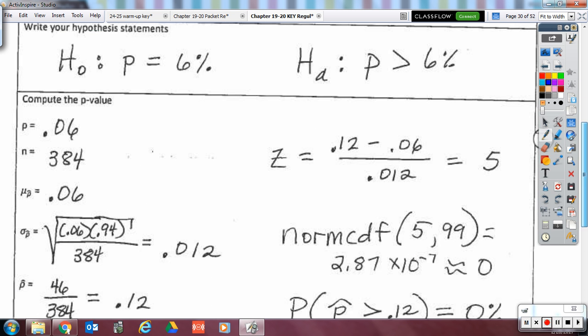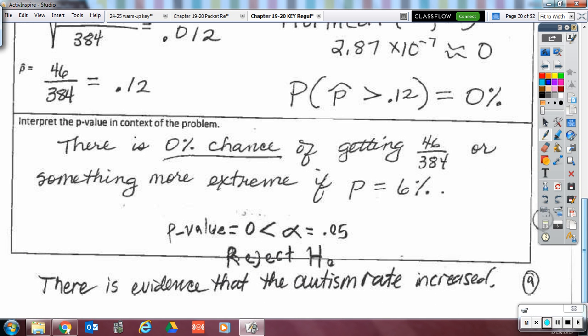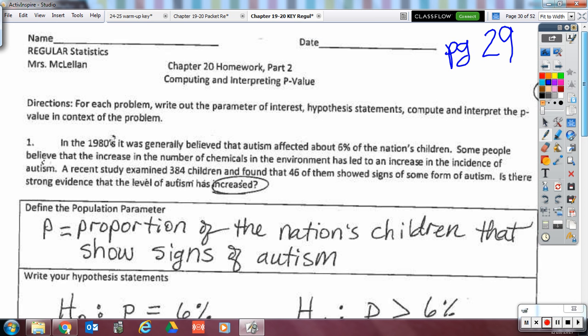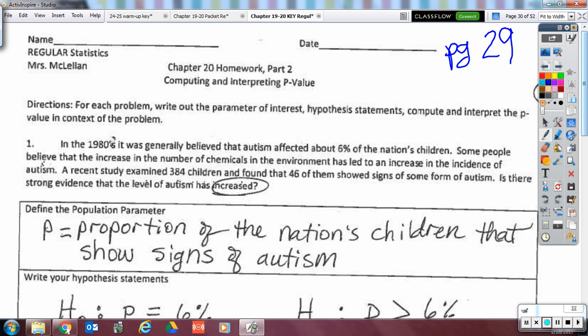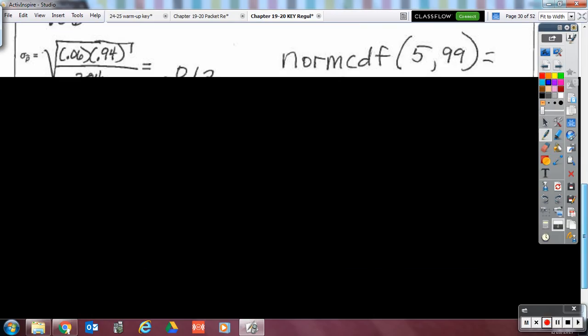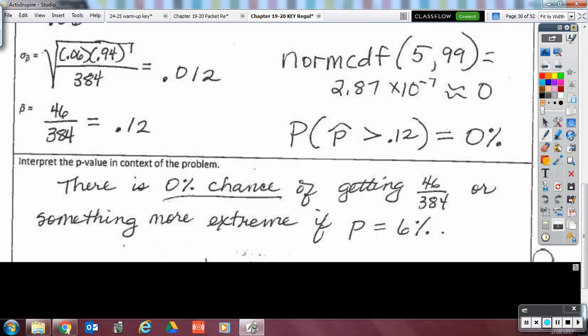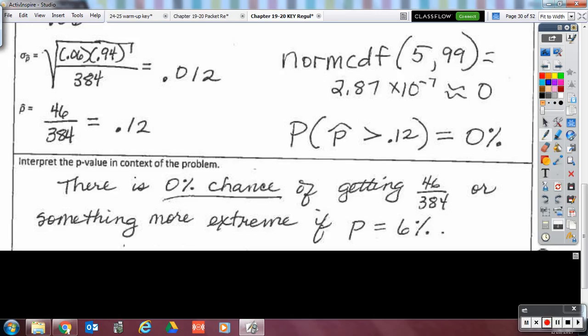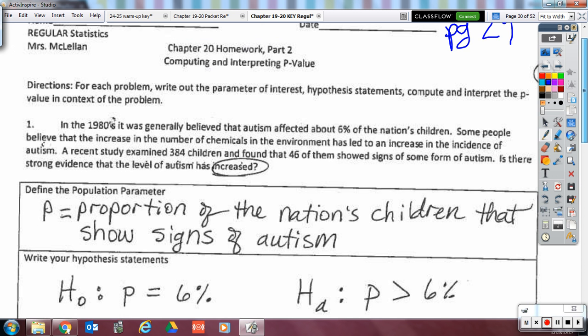So, we did the work. Look at our p-value. We said there's a 0% chance of getting this sample or more autistic children if p is 6%. Okay, you have that already. So I want us to compare this p-value to alpha. Did they give us an alpha up top? No, they didn't.